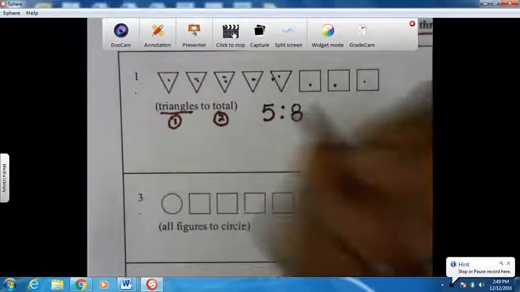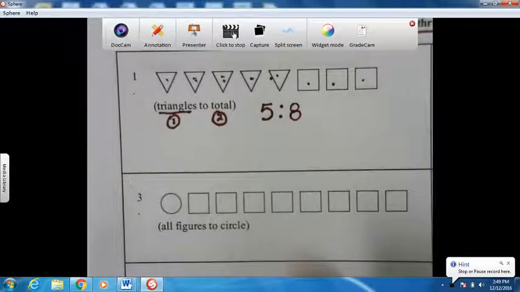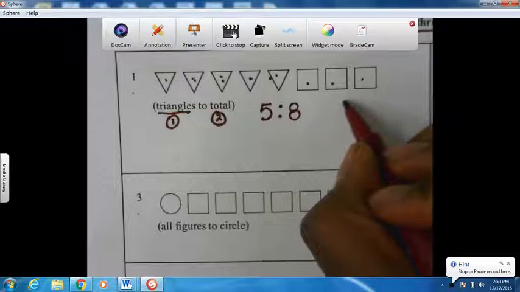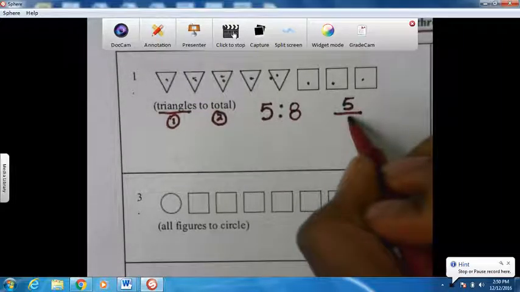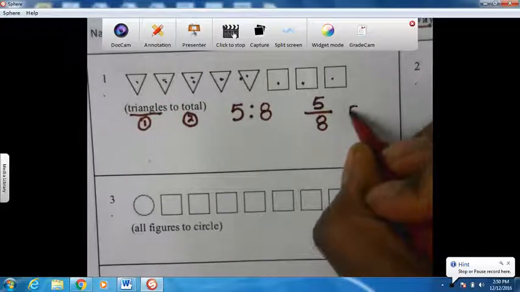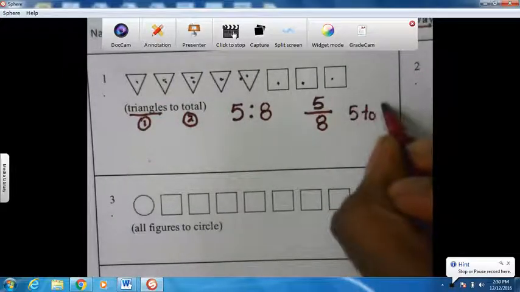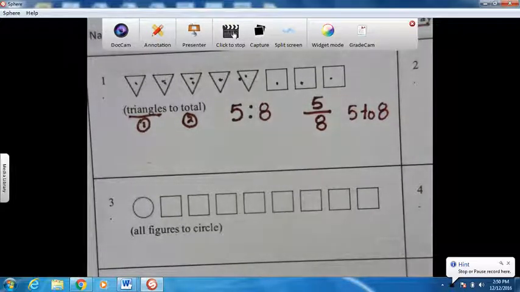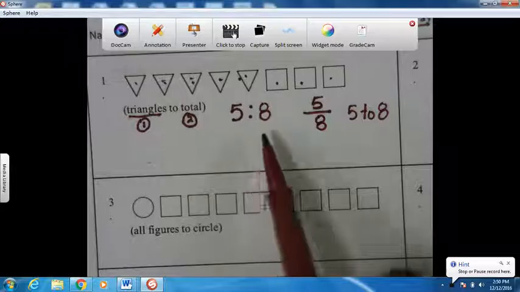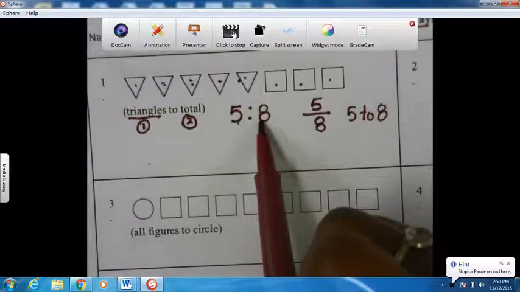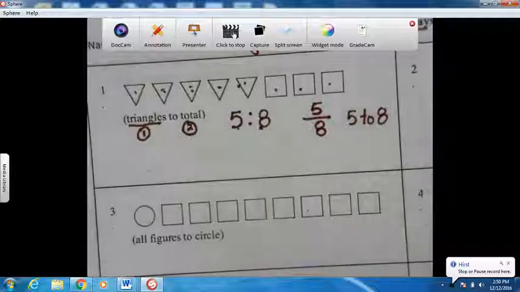So we can represent this ratio using a colon. This says 5 to 8. And you can also use the word to. So there are 3 ways to write ratios. Now, this is in simplest form because I can't think of a number that will go into both 5 and 8 evenly.